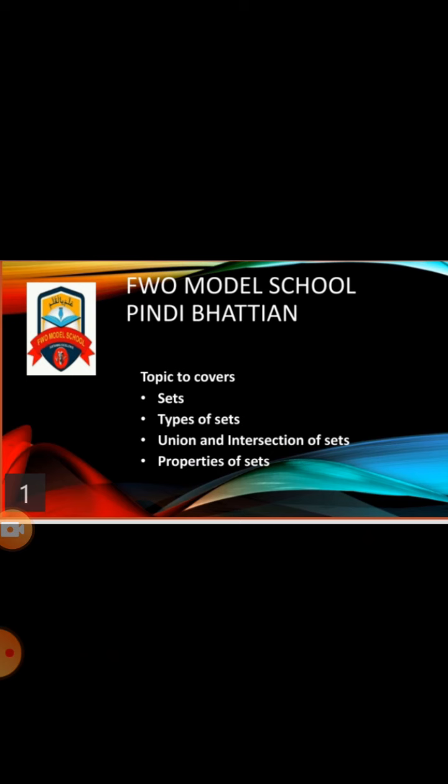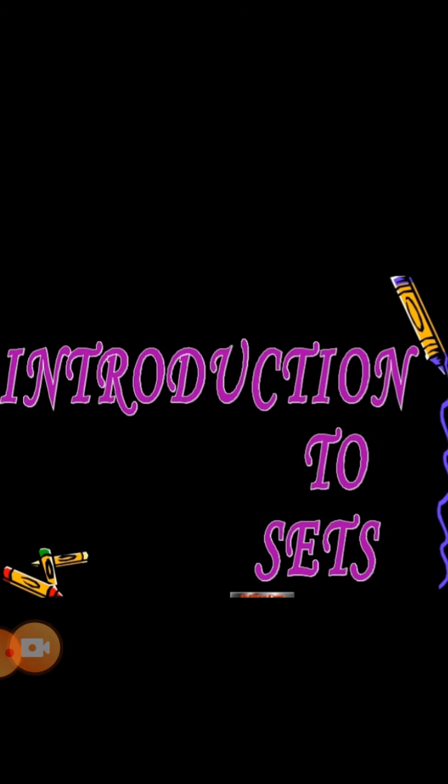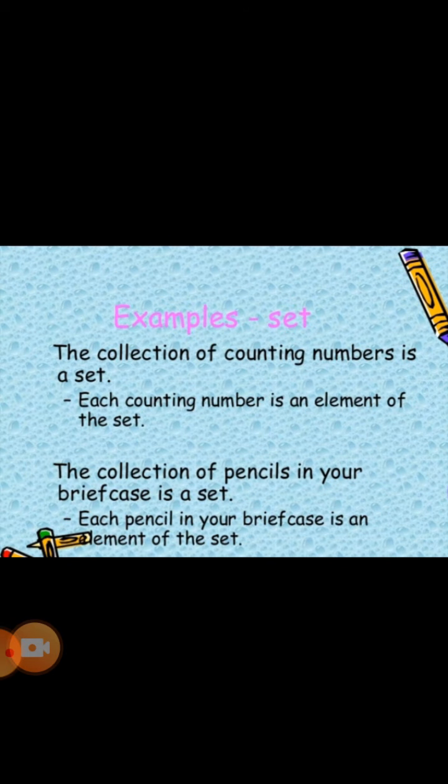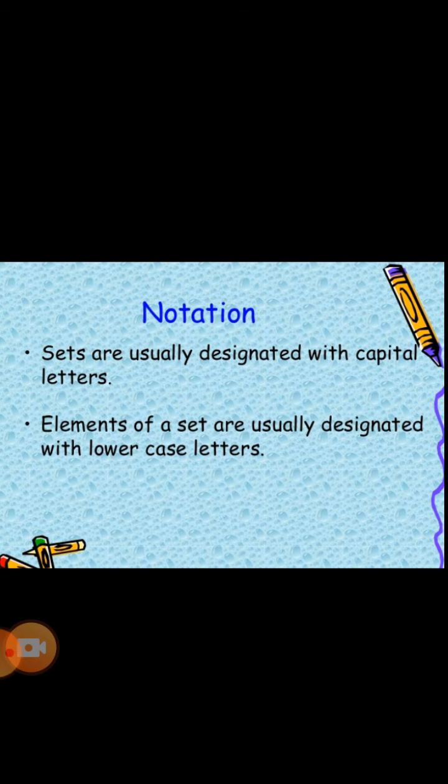First, coming to the introduction to sets, we already know a set. A set is a collection of objects. Objects in the collection are called elements of the set. Here we have examples of a set. The collection of counting numbers is a set. Each counting number is an element of the set. The collection of pencils in your briefcase is a set. Each pencil in your briefcase is an element of the set.